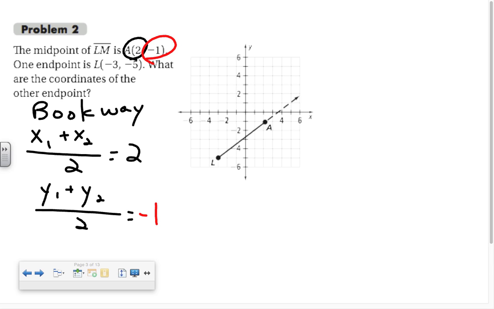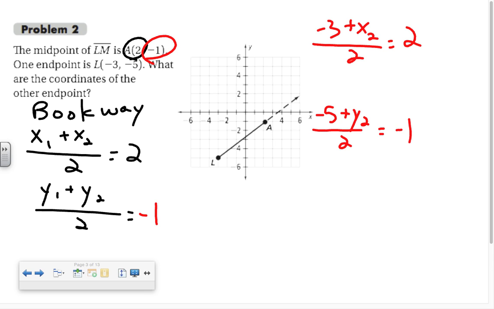And then we know one of our x-coordinates, it's -3. So I would take that negative 3 and plug in for x sub 1. So I'd have negative 3 plus x sub 2 over 2 equals 2. And I know that the y-coordinate of one of my endpoints is negative 5. So I know negative 5 plus y sub 2 over 2 equals negative 1.